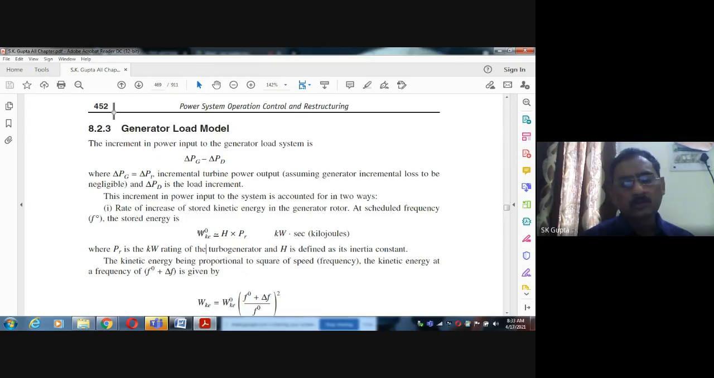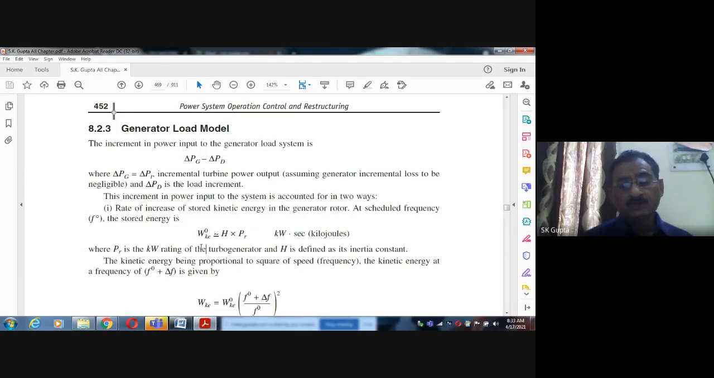Energy होगी क्या? What is the formula for this? It is half I omega square. I is constant, the inertia constant, and omega is the angular speed, proportional to the frequency. So the kinetic energy stored is proportional to the frequency square. If it is at 50 Hz, so it is proportional to F0 square.